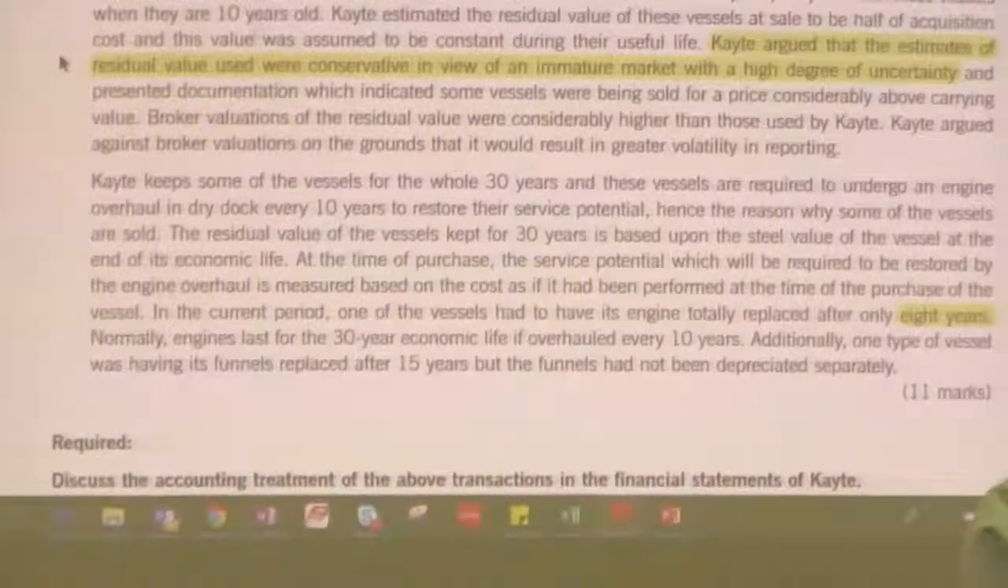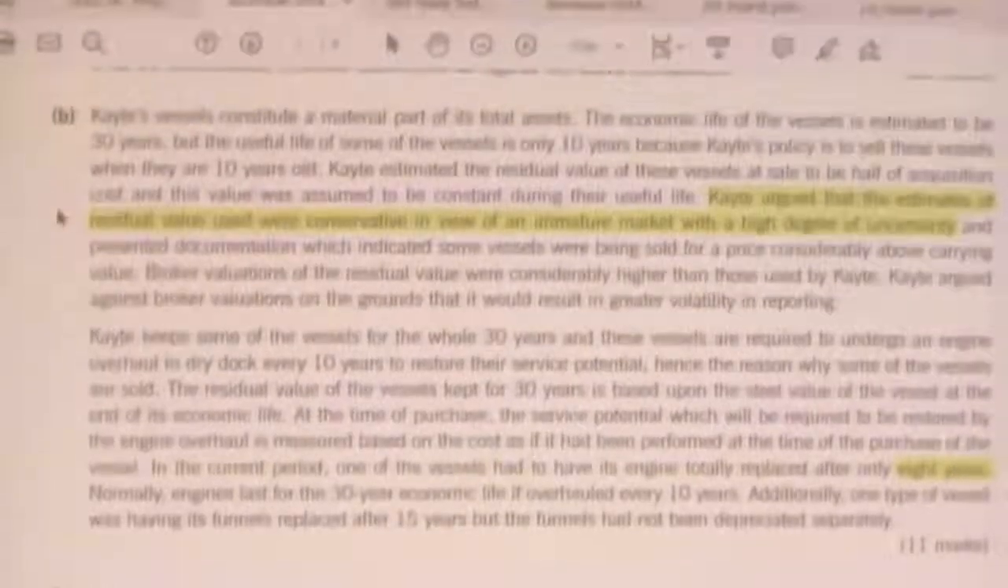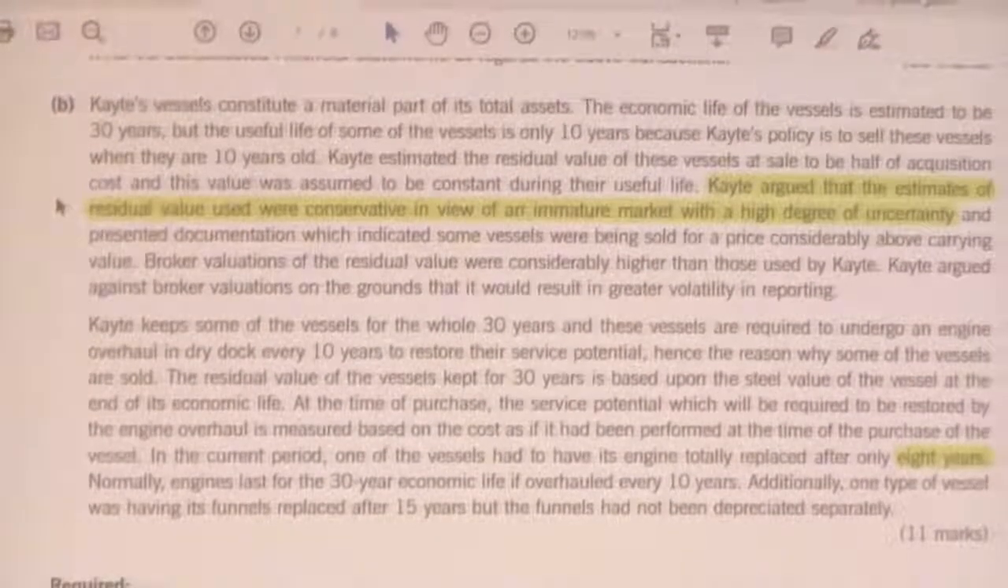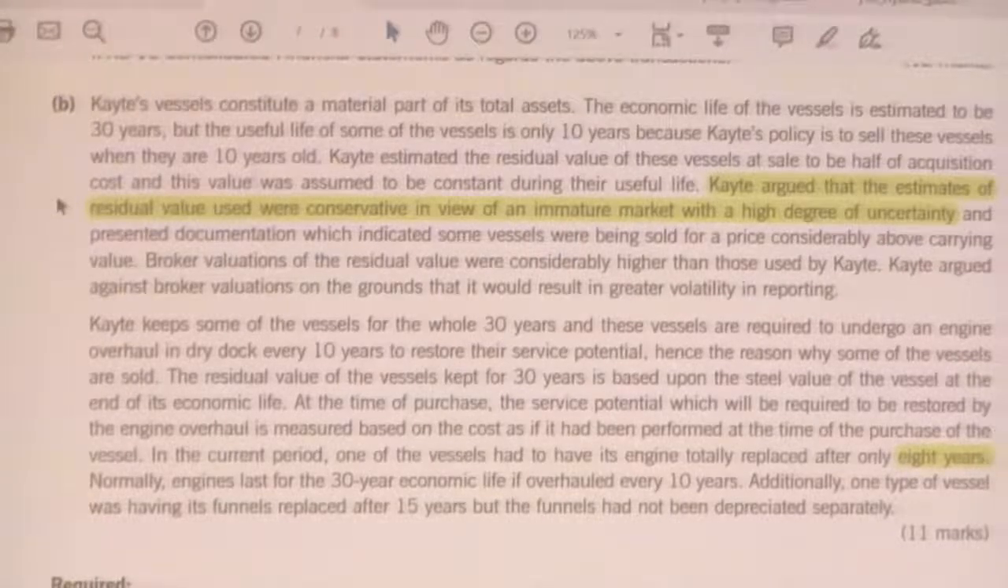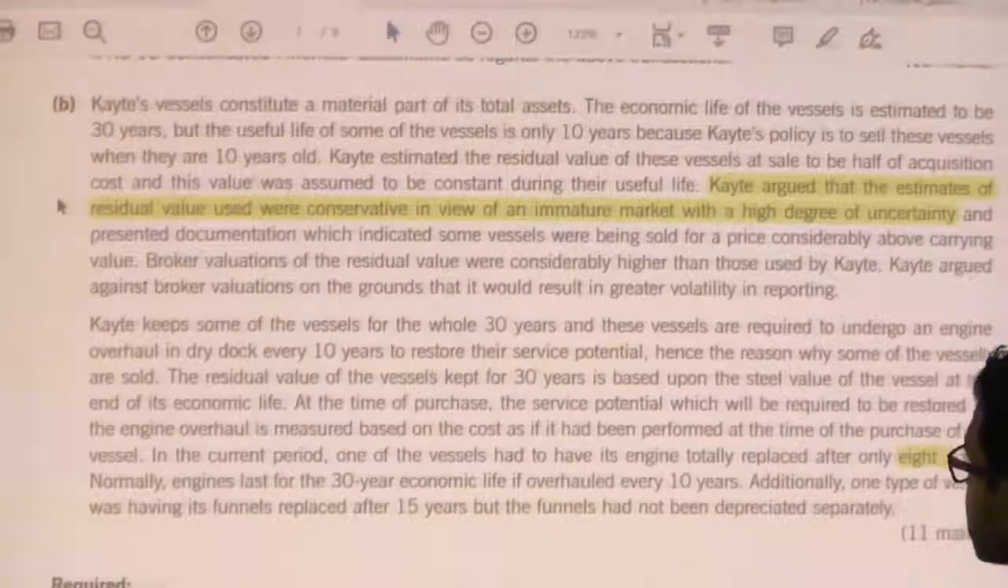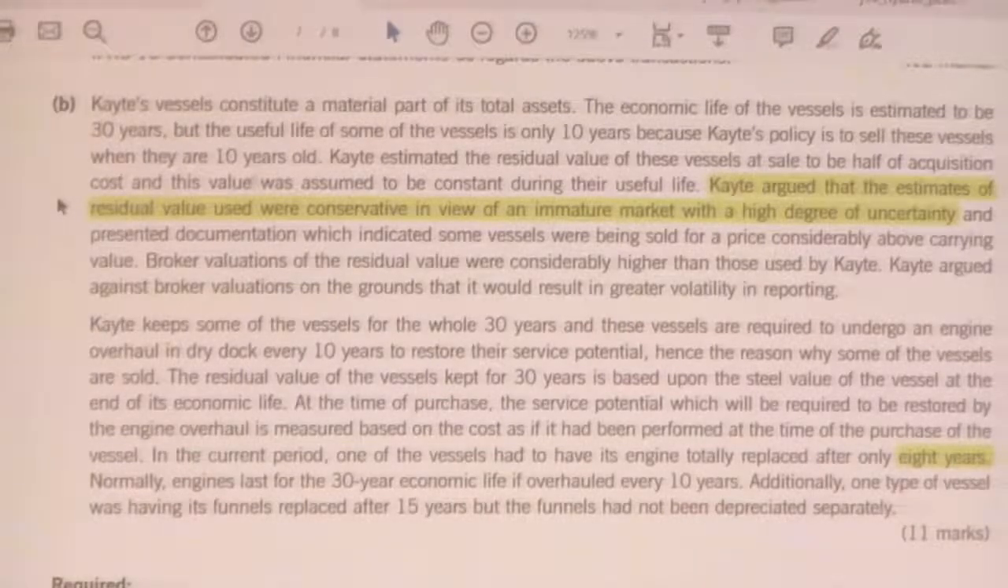Kite's vessels constitute a material part of total assets. Vessel means a ship, right? A material part of total assets. They may have a hull, seats, different things. I don't know. We'll see.